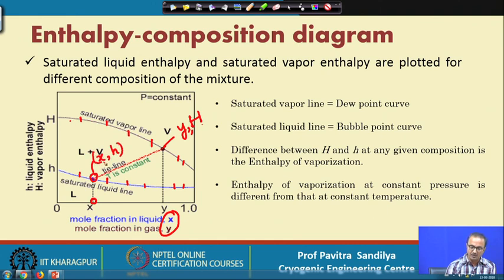x is the mole fraction of the component in the liquid phase which is in equilibrium with the mole fraction y of the same component in the vapor phase, and h is the saturated liquid phase enthalpy at this composition, and H is the saturated vapor phase enthalpy at the same composition, and in this case the pressure is remaining constant.